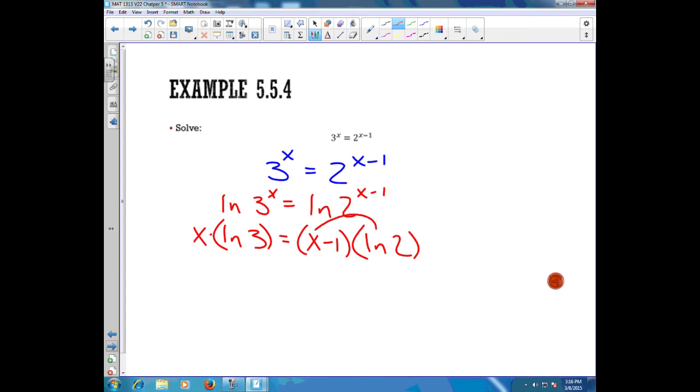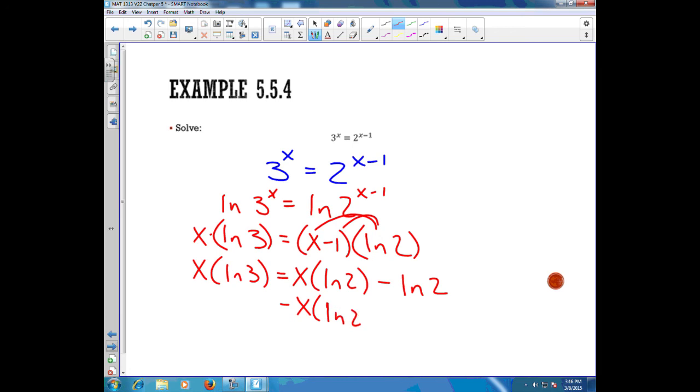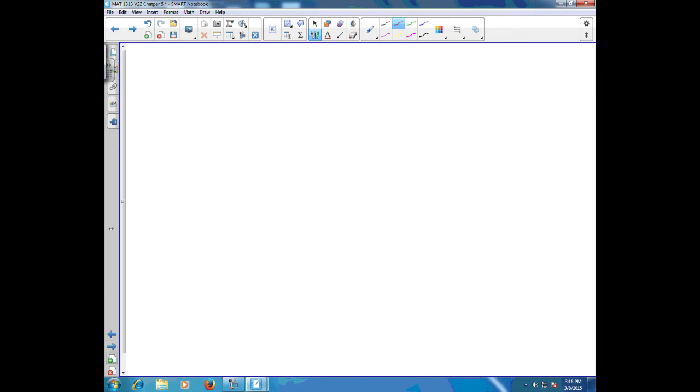So let's distribute in the second part, and we get x times the natural log of 3 is equal to x times the natural log of 2 minus the natural log of 2, or minus 1 times the natural log of 2. Let's now just subtract x times the natural log of 2 from both sides. And what we wind up with, going to the next slide, is x times the natural log of 3 minus x times the natural log of 2 equals negative natural log of 2.